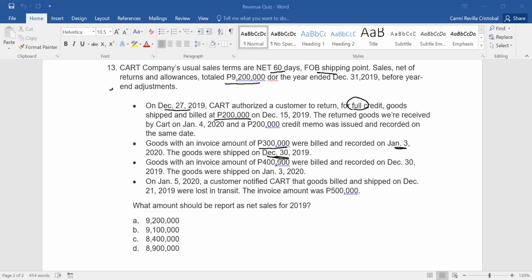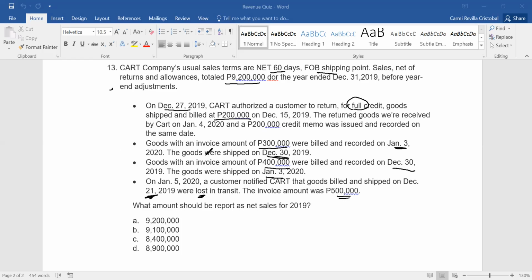The goods with an amount of 400,000 were billed and recorded naman noong December 30, but the goods were shipped on January 3. And then lastly, on January 5, 2020, the year after na, a customer notified CART that goods billed and shipped on December 21, na-ship na daw noon, were lost in transit. And the invoice amount was 500,000 pesos. Now, what amount should be reported as net sales for 2019 after all these adjustments?